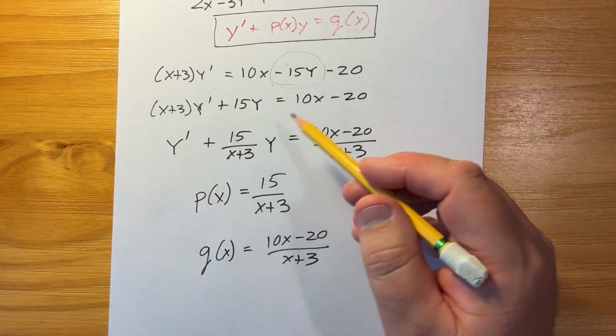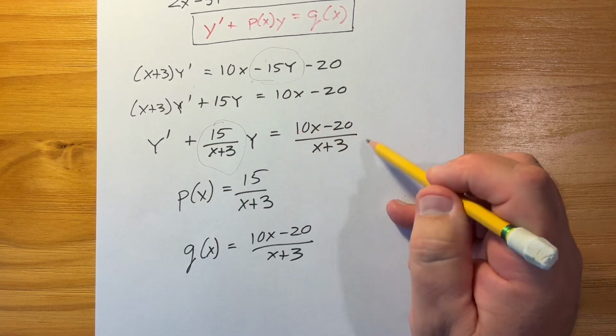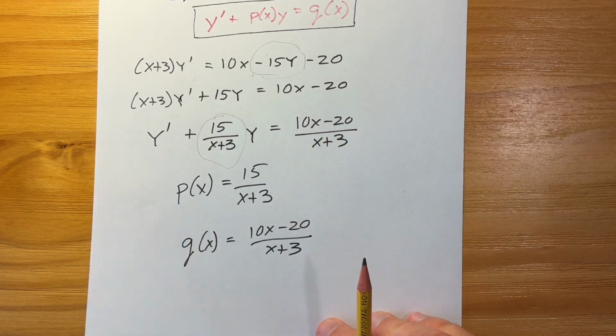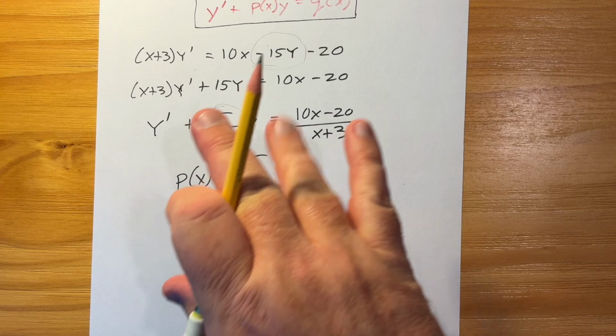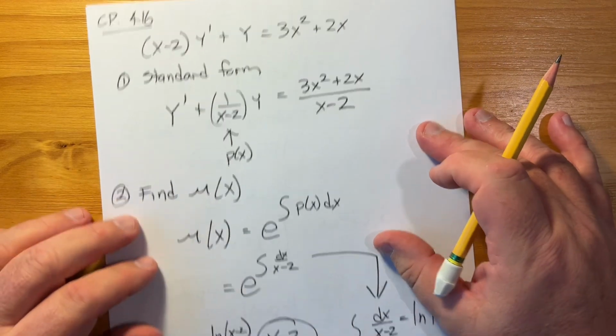So in this case, my p of x would be this. My q of x is that. So this problem just had you do the separation and identify. Pretty straightforward. Next, we're going to look at checkpoint 4.16.